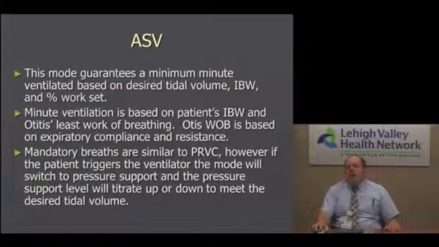Now the next one I want to talk about is a mode you probably won't use a lot in your practice, but I think it's important to talk about, and I think it's where ventilation is going. Adaptive support ventilation, ASV, is a mode of ventilation where you set a target minute ventilation. Instead of setting a respiratory rate, tidal volume, or pressure, you're going to set an endpoint. So if I want the patient to get 7 liters of ventilation, I'm going to set the ventilator so the ventilator guarantees 7 liters per minute.